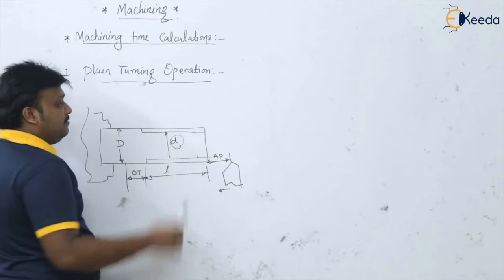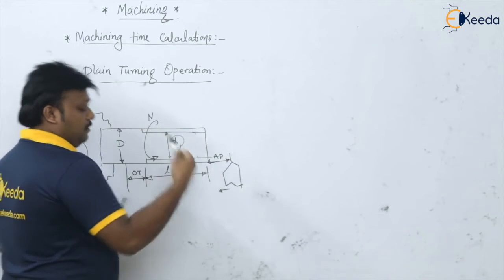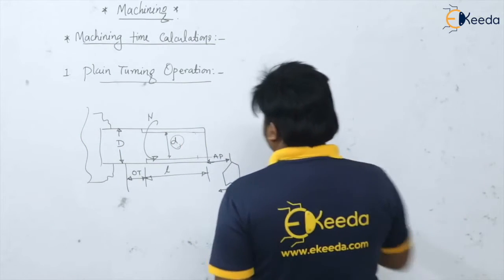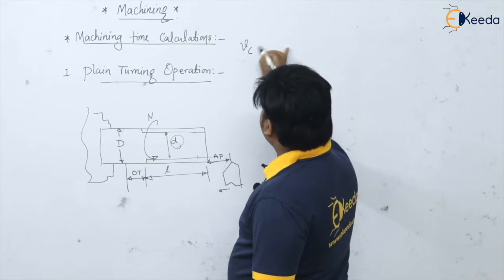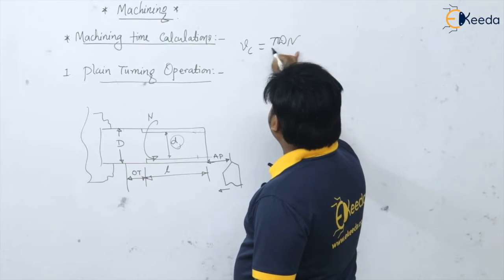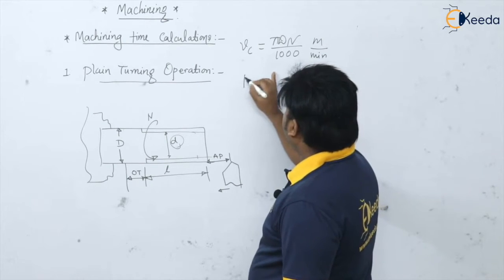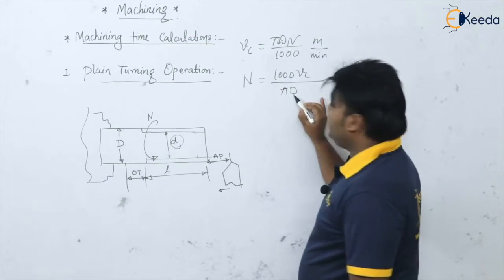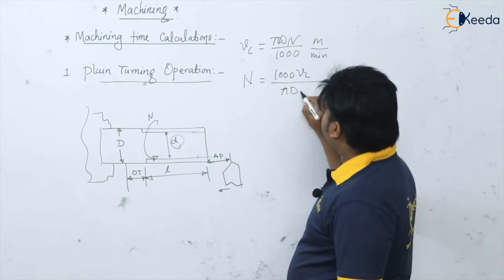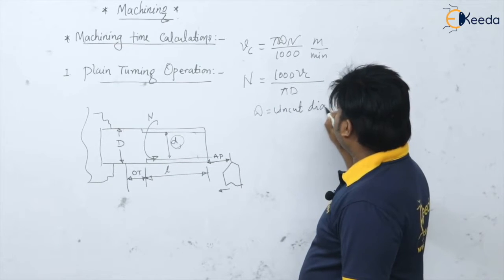If it is not given, then for the speed calculation of this job, you can use the uncut diameter, because you know that the cutting velocity is Vc = pi D N divided by 1000, which is in meter per minute. When you calculate N, it is equal to 1000 Vc divided by pi D. So here D should be the uncut diameter, that is, the original diameter.